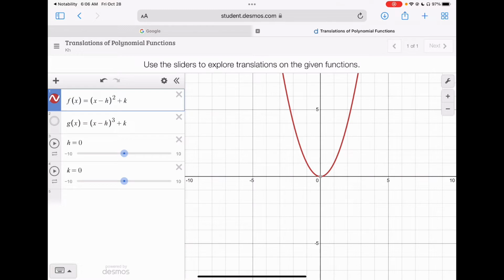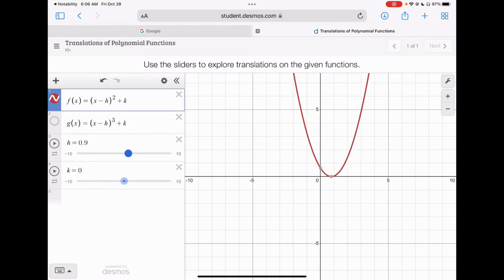So h indicates a horizontal translation, k indicates a vertical translation, and we'll just kind of explore that with the slider. The last thing I want to point out is that inside the parentheses there's an x minus h, so that's something that we have to consider when we're writing rules, is that that x minus is kind of like embedded in for a horizontal translation. Okay, so if you look at the third line where it says h equals, then there's a little slider underneath it. I'm going to drag that side to side so we can see what it does to the graph.